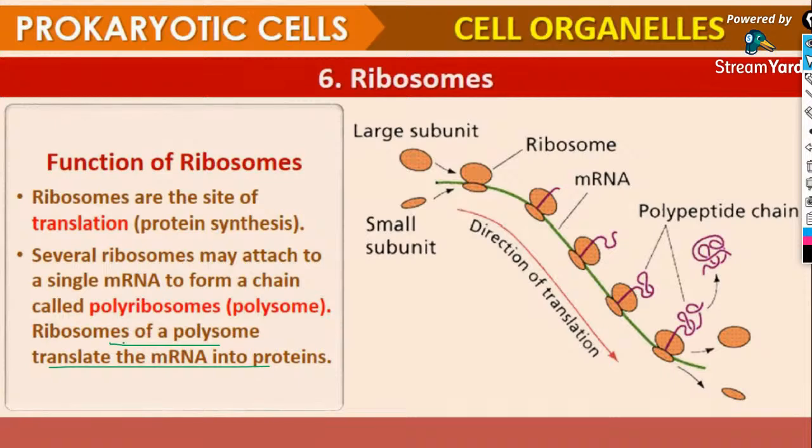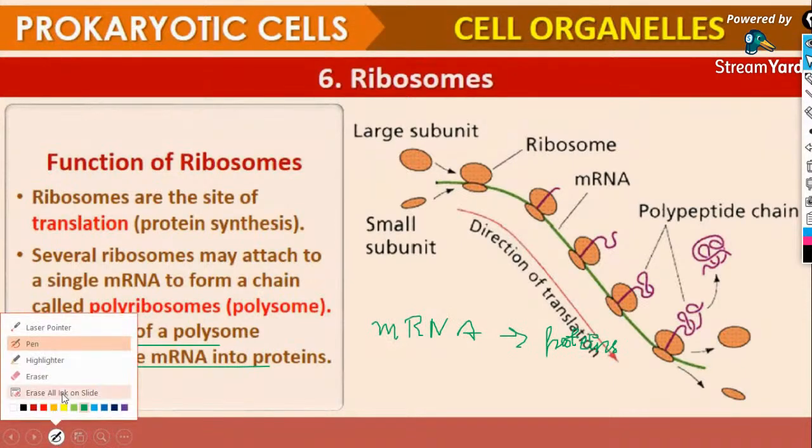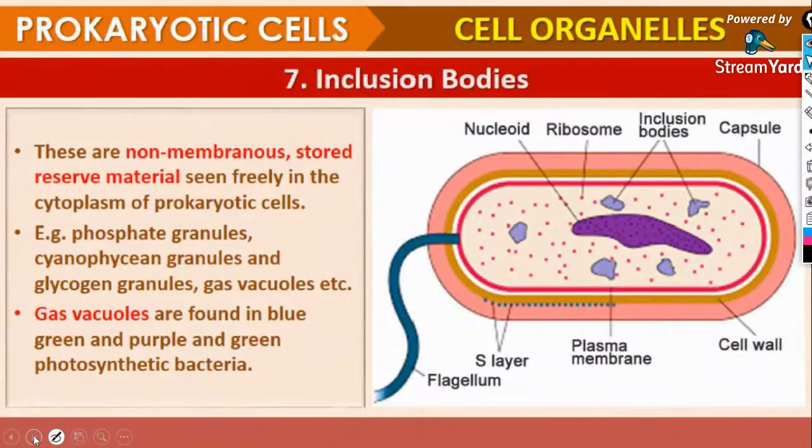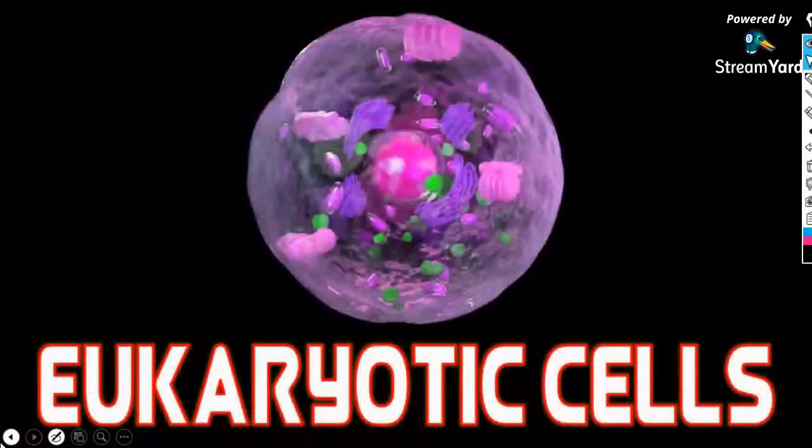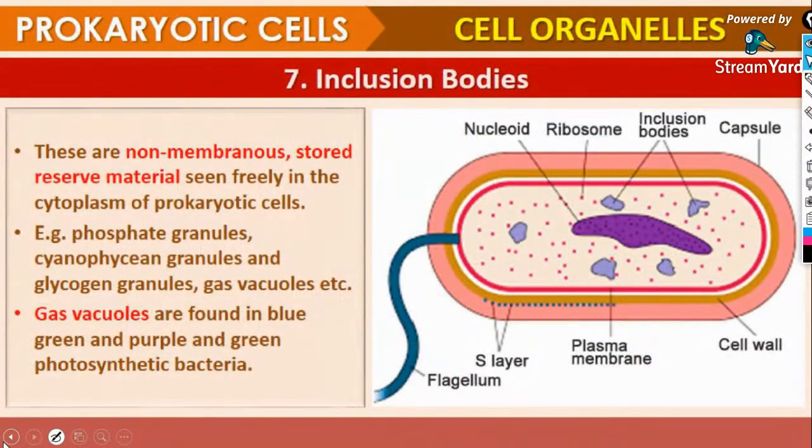So, what is the function of the ribosomes present in this polysome? They translate this mRNA to proteins. Yes, translation of mRNA to proteins in polysomes is the function of ribosomes. Hope the functions are clear. If it's fine, we will move on with inclusion bodies. The next cell organelle, the last and final one that we are going to complete in prokaryotes, is inclusion bodies.